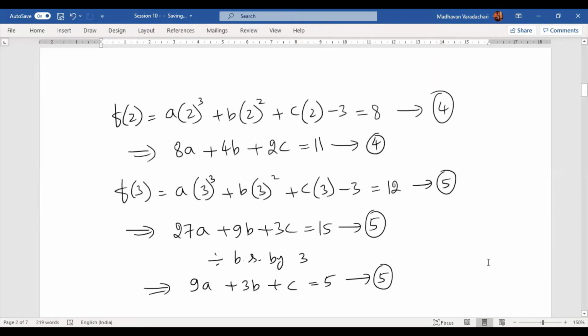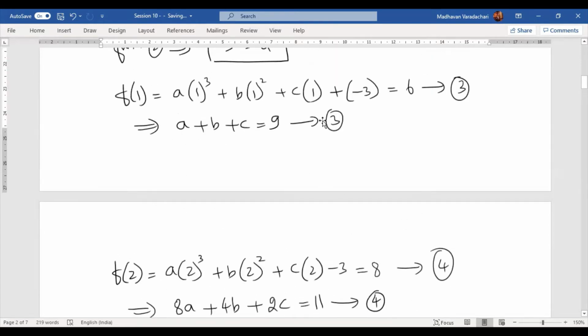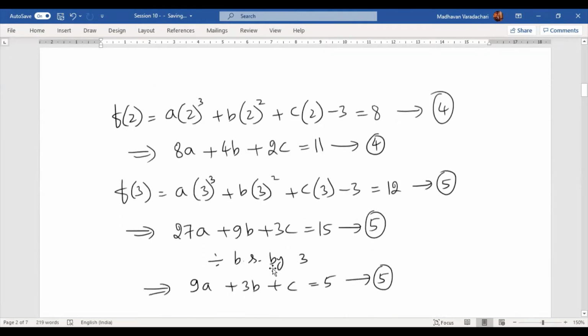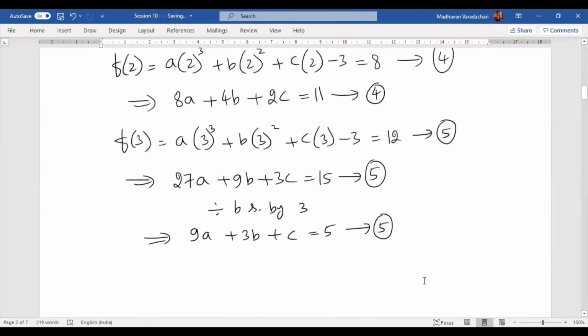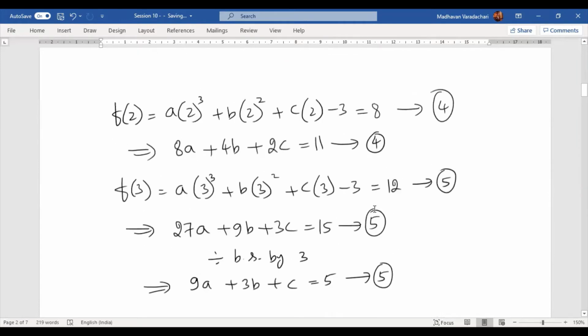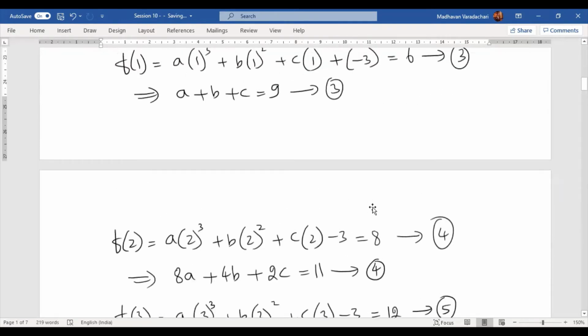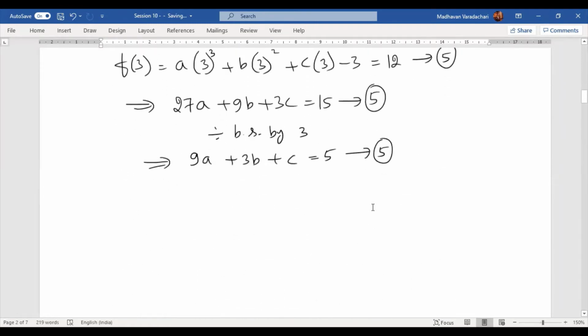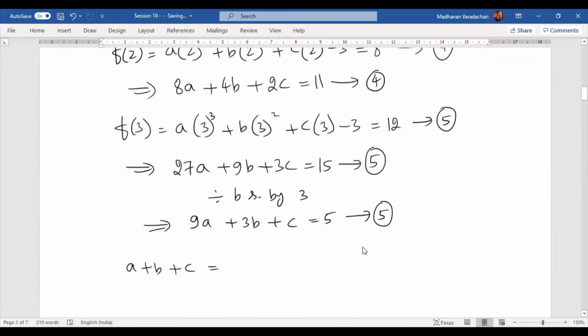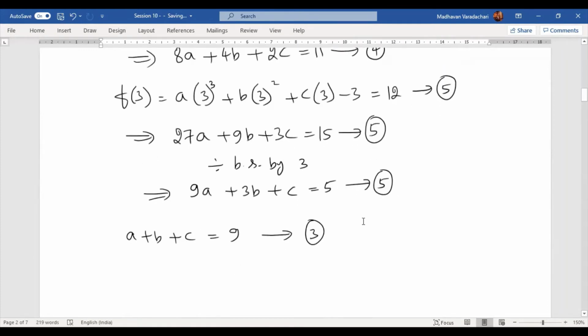Now, we may notice there are 3 equations, that is equation number 3, equation number 4, equation number 5, and 3 unknowns. Let us solve it. Let me rewrite it properly first. The third equation is a plus b plus c is equal to 9. Then the fourth equation, let me write 8a plus 4b plus 2c equal to 11.